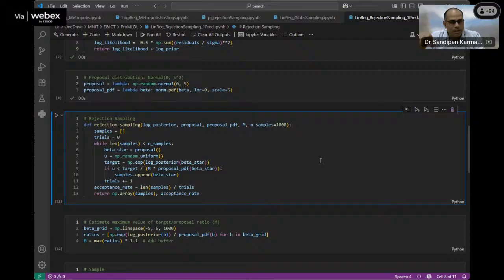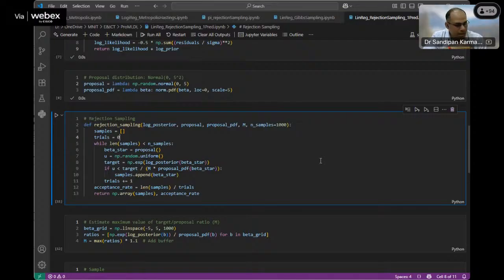And we are appending this beta star. We'll be appending this beta star if it is satisfying this condition, and we'll be adding it into the trial, right? Then we are finding out what is the acceptance rate. So acceptance rate is the length of the samples divided by trials, and we'll be returning these samples and the acceptance rate.